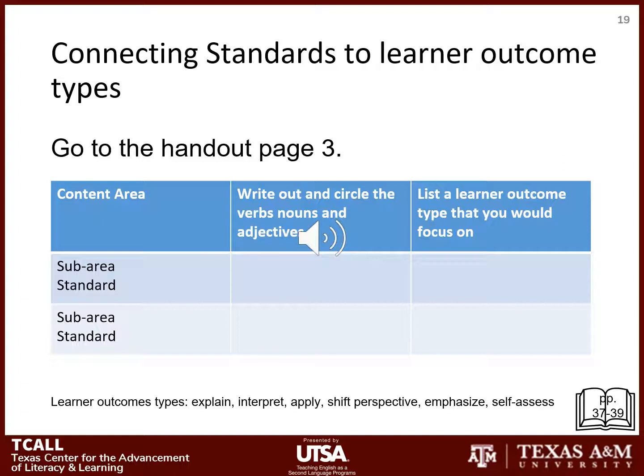If you look on page 3 of your handout, you'll see a section entitled Connecting Standards to Learner Outcome Types that provides a grid similar to the one on this slide that can essentially be used by you as a worksheet to try out a couple of different sub-areas and standards and think about how looking at the language, verbs, nouns, and adjectives can help you determine what the learner outcome type might be.